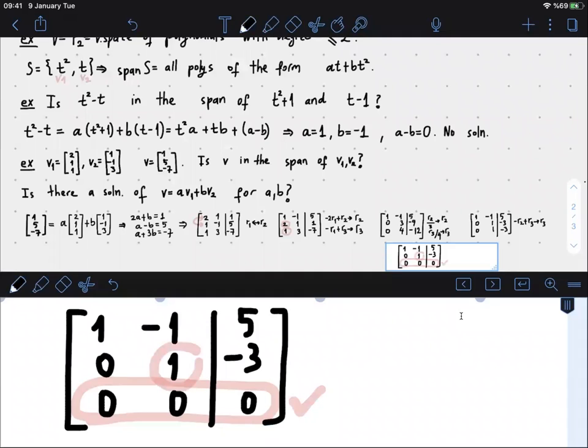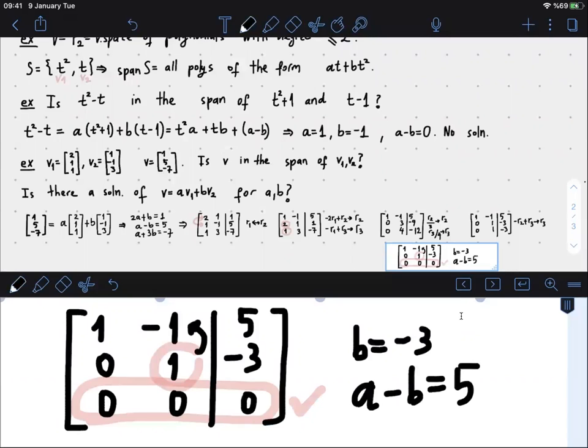Okay, so b is really -3. And once I find -3, I can plug it back to here, and I get a minus b equals 5, which gives a equals what? a equals 5 plus b, which is 2, right? So this system has a solution.